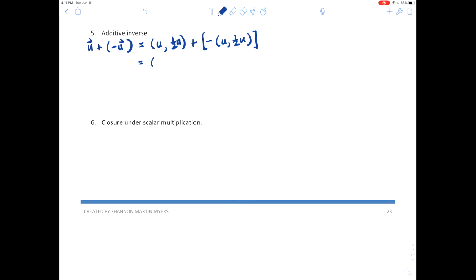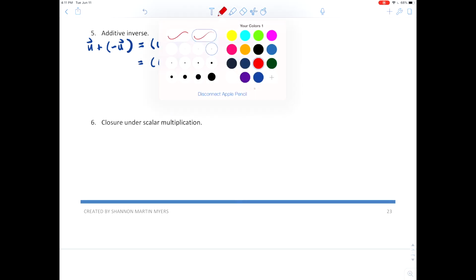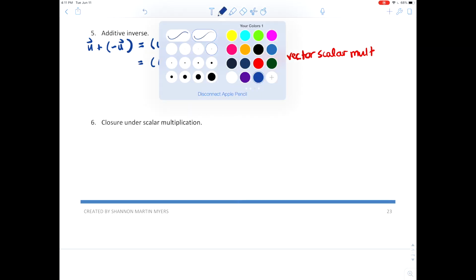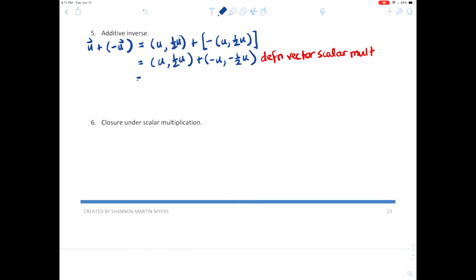All right, so we'll have u comma 1/2 of u plus negative u comma negative 1/2 of u, and that's due to the definition of vector scalar multiplication. So next step, what should we do?